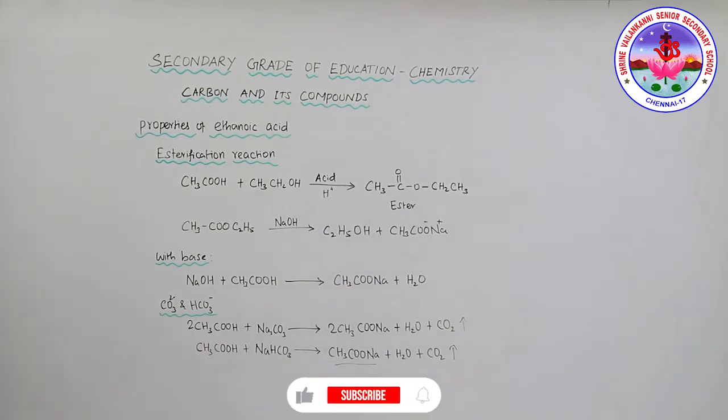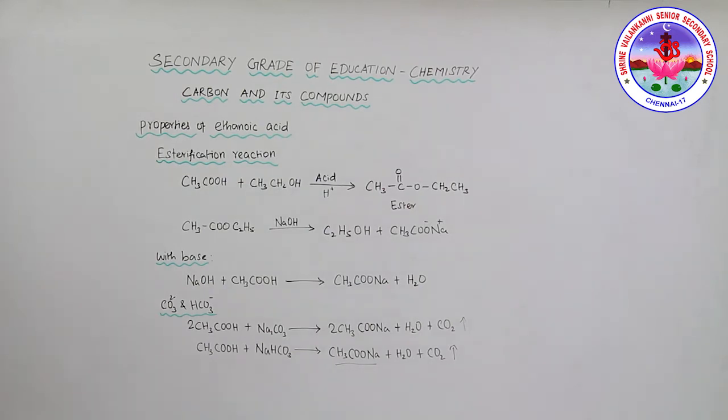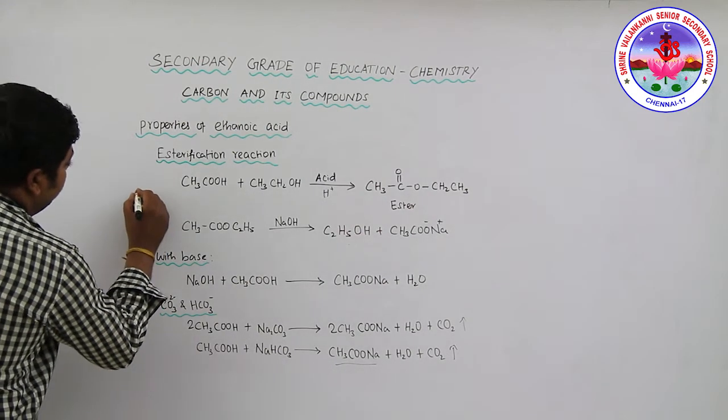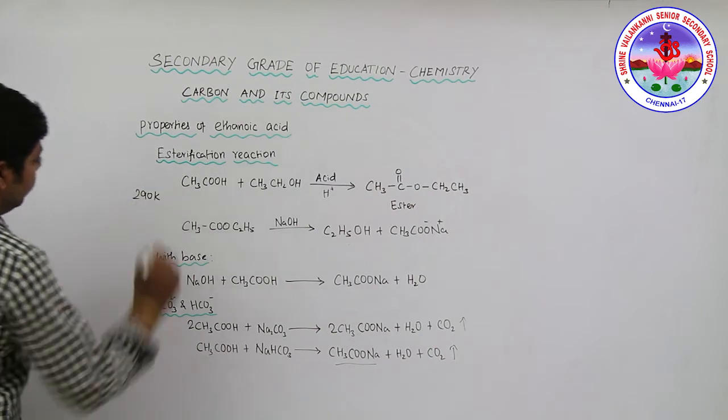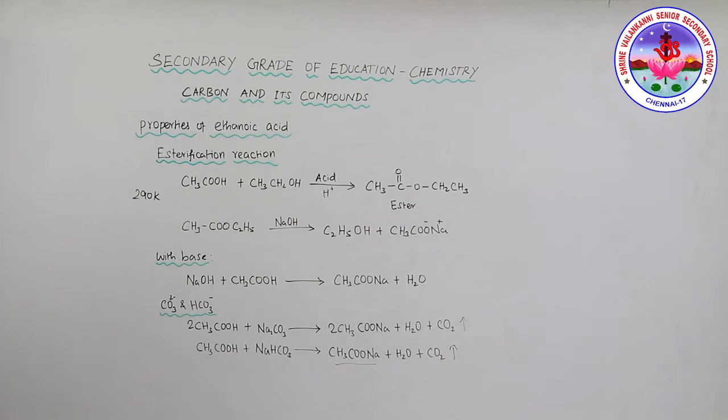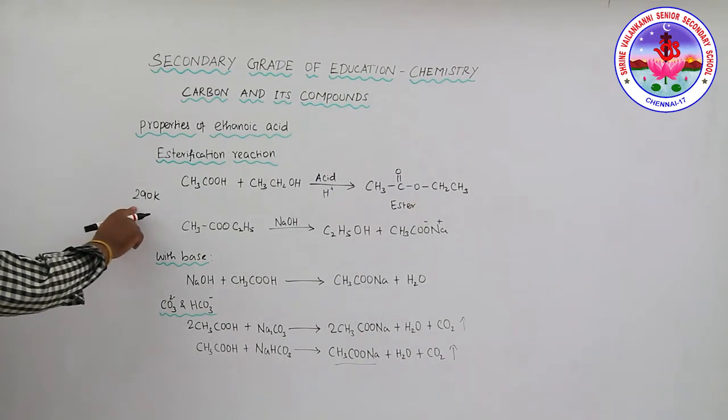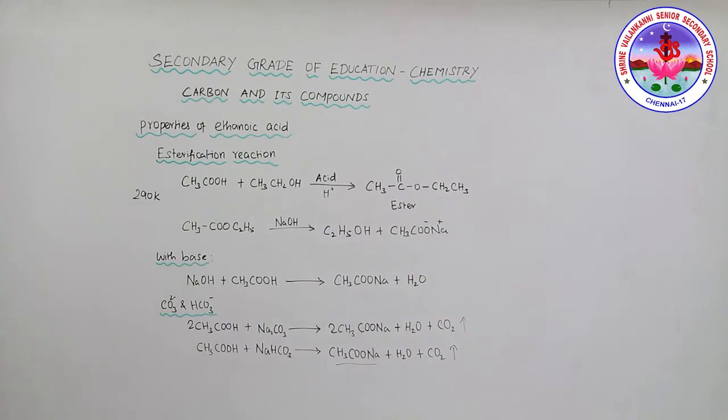Next is the properties of acetic acid or ethanoic acid. Ethanoic acid is commonly called acetic acid, and it belongs to the group of acids called carboxylic acids. A 5 to 8% solution of acetic acid in water is called vinegar, which is used as a preservative. The melting point of pure ethanoic acid is 290 Kelvin, so it usually freezes in winters.